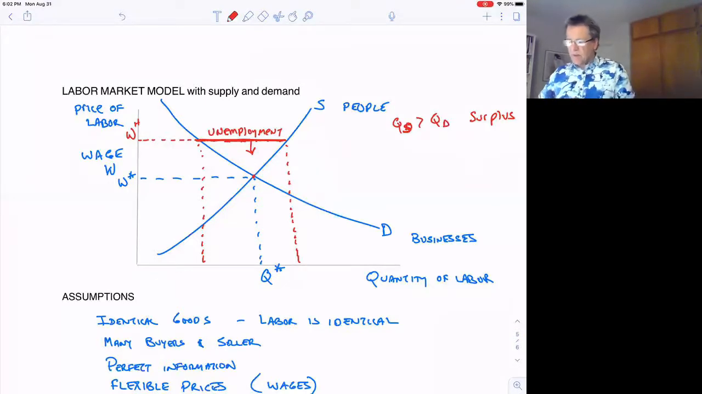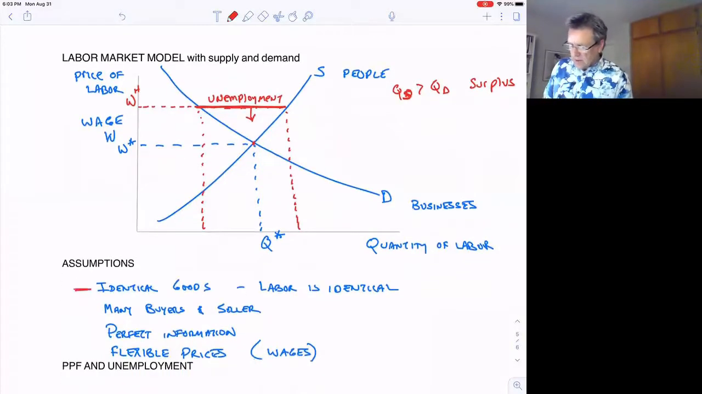Keynes said something's wrong with this model. Didn't quite know what, but something isn't right about this model. And he was right about that. Something's wrong with using this model of perfect competition to analyze the labor market. The biggest problem here is that people are not all identical.